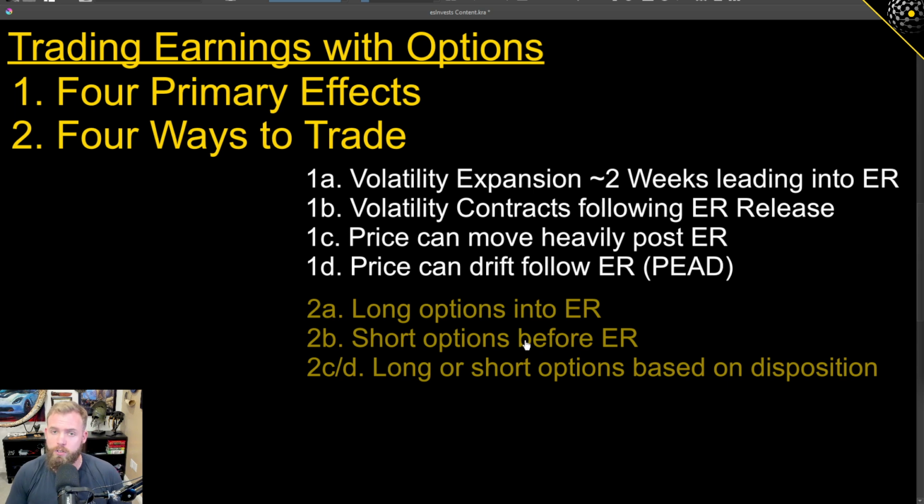And again, if there's no directional disposition, stuff like short straddles, short strangles are good use cases for this. And then if you have a smaller account, or if you want to hedge your risk a little bit, you can buy the wings. So you could do things like short iron condors or a short iron fly, something like that.